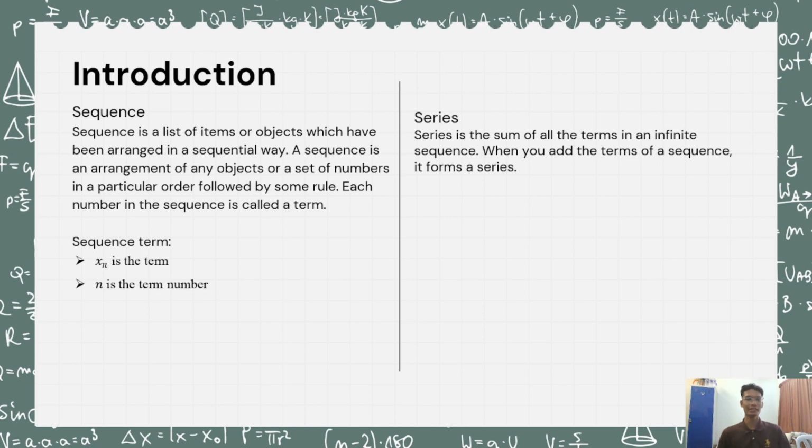Introduction of sequence. A sequence is a list of items or objects which have been arranged in a sequential way. A sequence is an arrangement of any objects of a set or a set of numbers in a particular order followed by some rules. Each number in the sequence is called a term. Sequence term: Xn is the term, n is the term number.